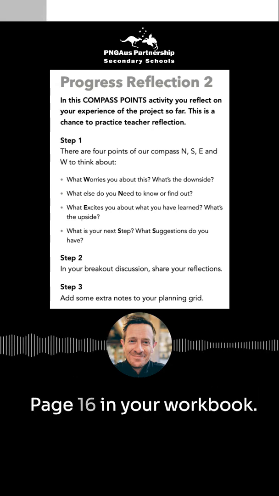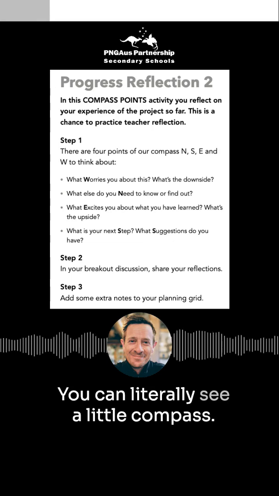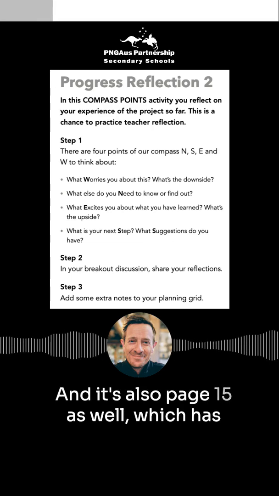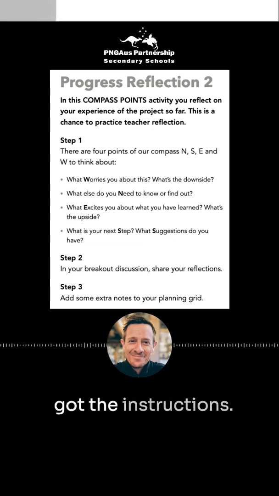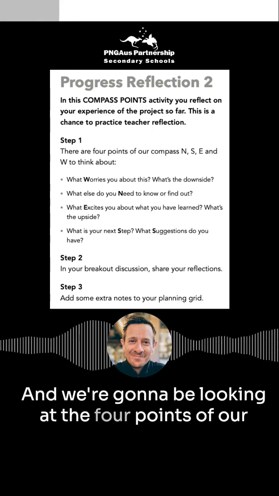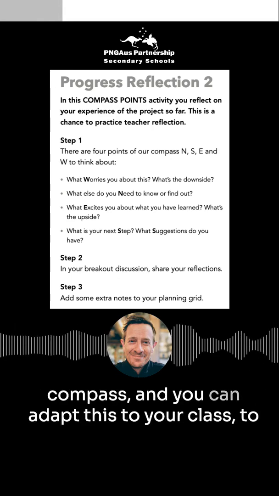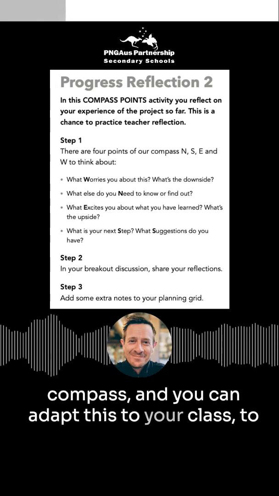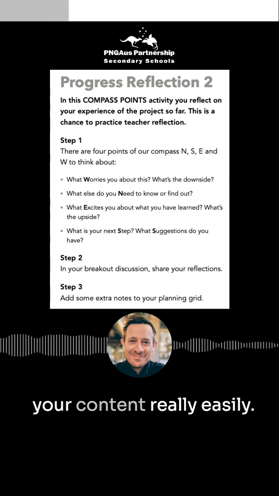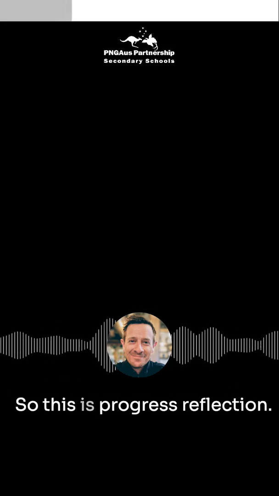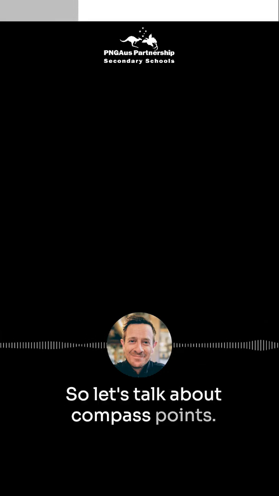Page 16 in your workbook, okay? You can literally see a little compass. And it's also page 15 as well, which has got the instructions. And we're going to be looking at the 4 points of our compass. And you can adapt this to your class, to your content really easily. So this is progress reflection number 2. So let's talk about compass points.